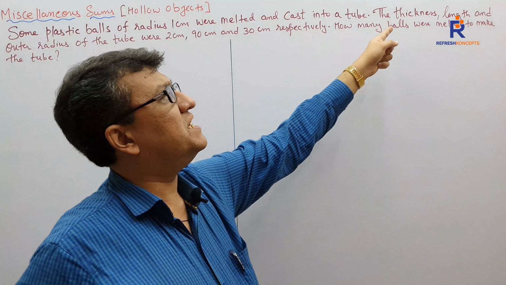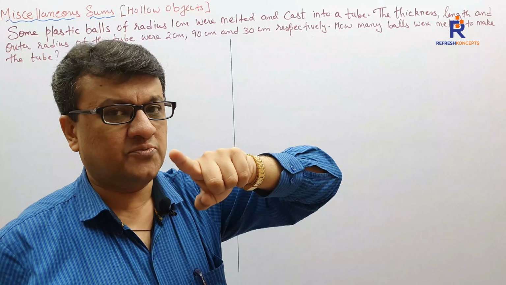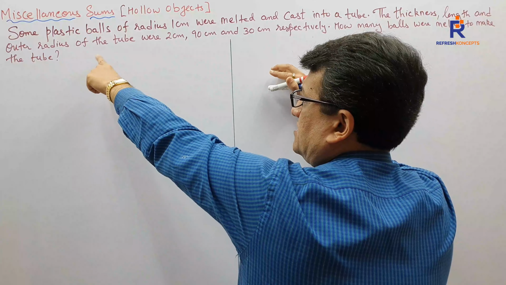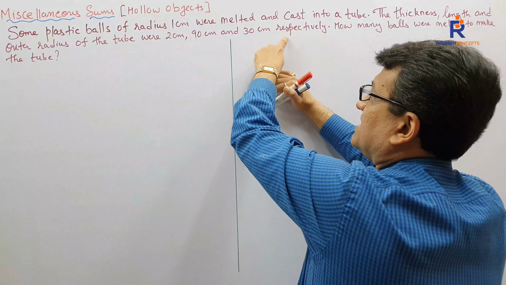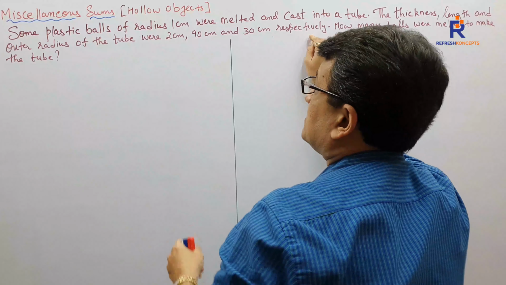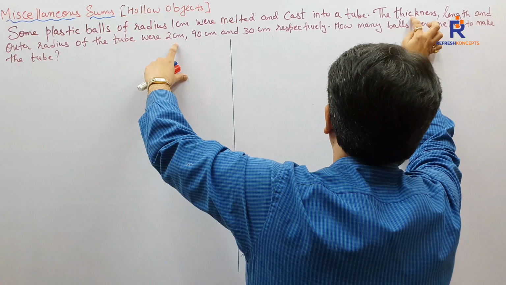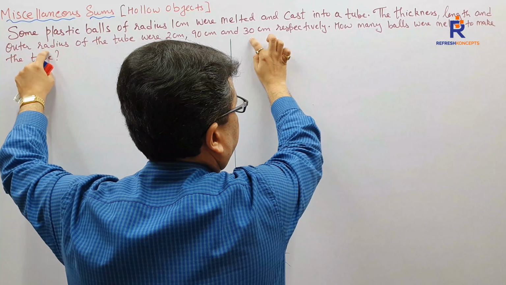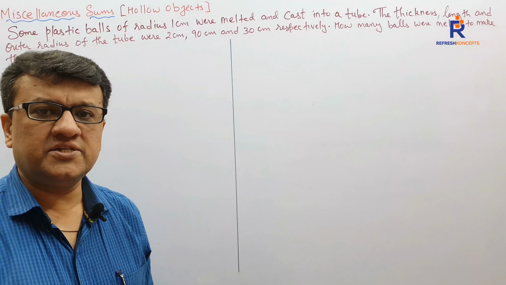The moment I read the word thickness, I need to tell myself the object has to be a hollow one. Once again, the thickness, length and the outer radius of the tube were 2 centimeter, 90 centimeter, 30 centimeter respectively. This word respectively says the thickness is 2 centimeter, the length is 90 centimeter and the outer radius is 30 centimeter. How many balls were melted to make the tube?